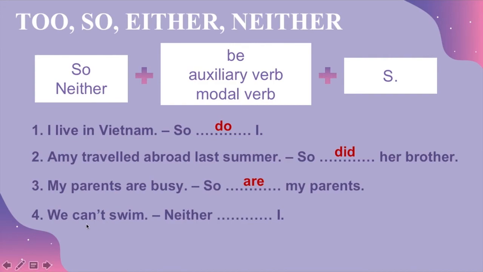We can see that here we have the modal verb can, so after neither, you will use the modal verb can again. Trong câu này thì các bạn có thể thấy là mình có cái động từ khiếm khuyết là can, cho nên phía sau mình chỉ cần dùng lại can là xong ha.